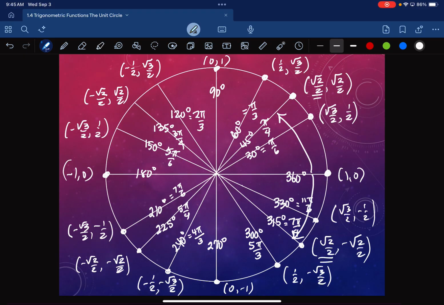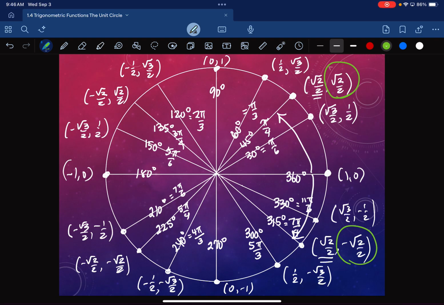Okay, now watch what happens when I look at sine. The sine value is the y value, right? It's this one. And what happens when I reflect down? The sign changes because y values are positive in quadrant 1, negative in quadrant 4. It flips, and I end up with a negative value if I'm looking at sine.